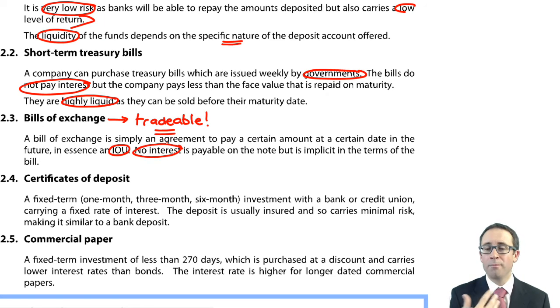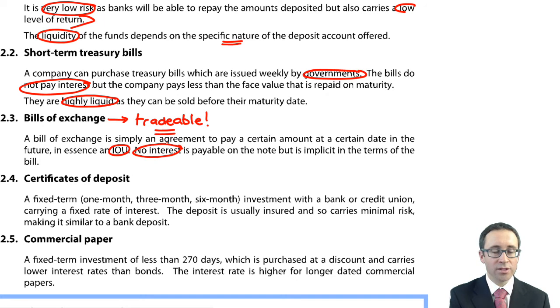However, the key bit with your bill of exchange is this is an agreement between two companies, isn't it? So it's not an agreement with the bank. It's not an agreement with the government. So the bill of exchange, I would say, is a little bit more risky than your treasury bills or your interest-bearing deposits. Okay.